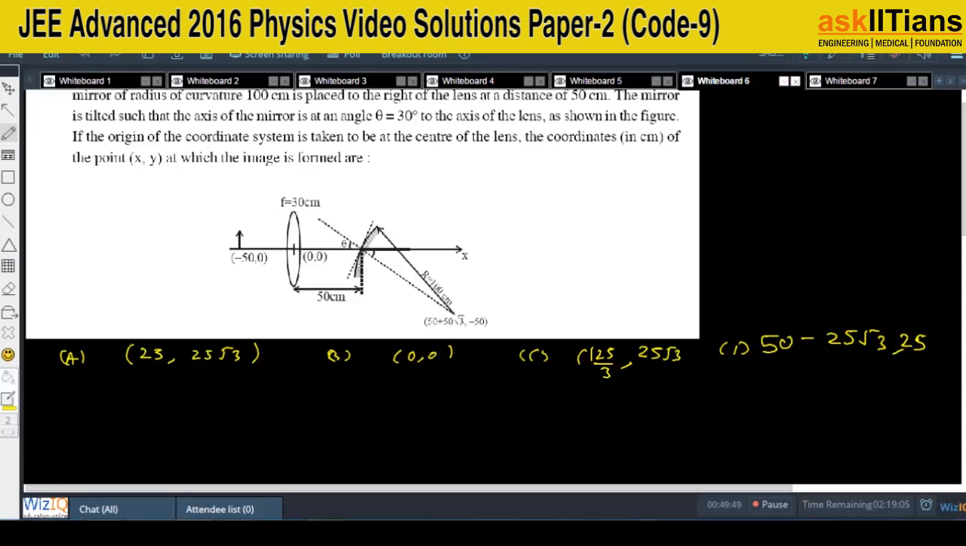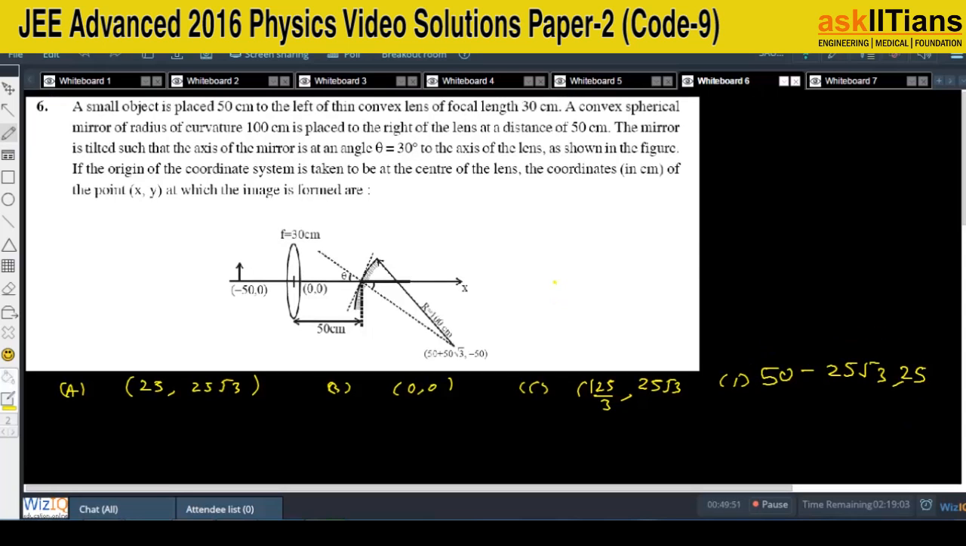Now this question is moderate, not an easy one, and in this question we are given two optical devices, one is a lens, another is a mirror. The main concept in this question is that the mirror is tilted 30 degrees with the horizontal axis. So definitely the final image formed would be different and its magnification would be different. So we have to calculate the coordinates of the point x, y at which the final image is formed.